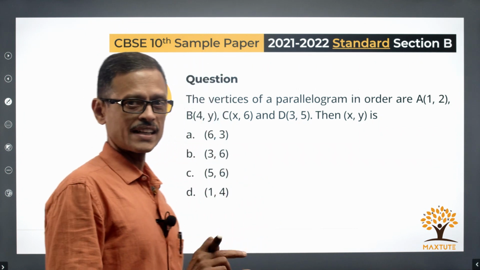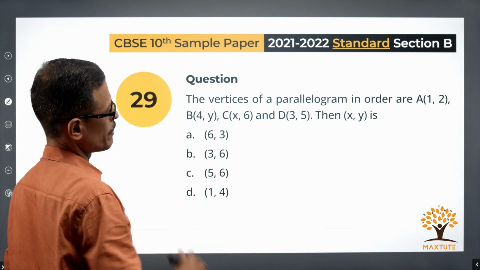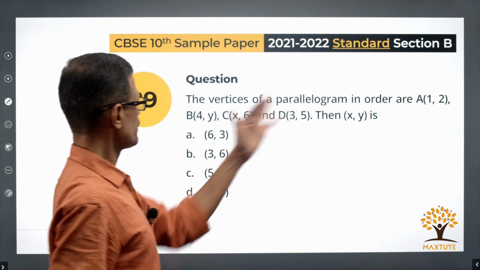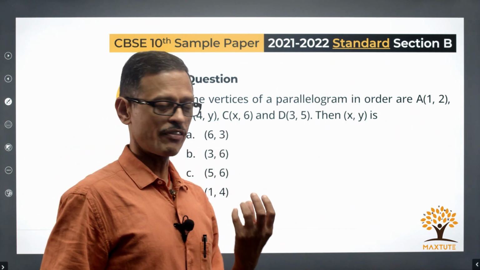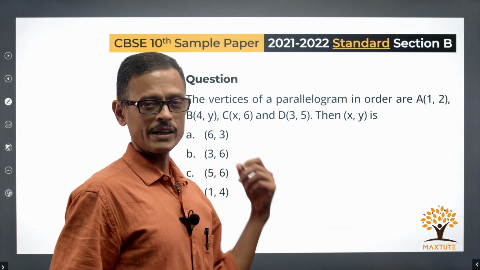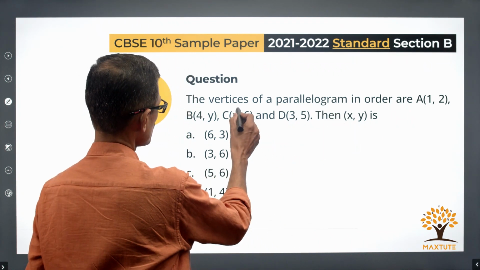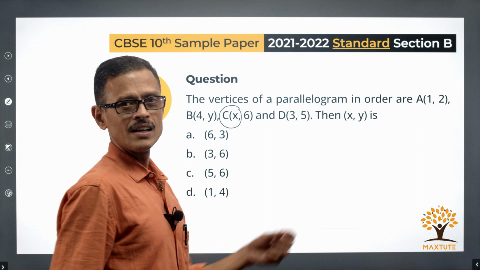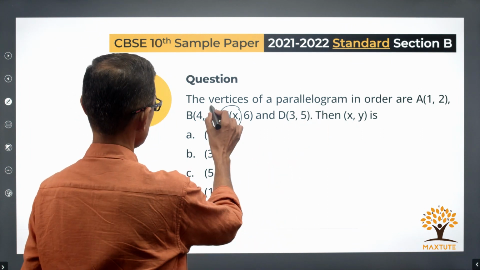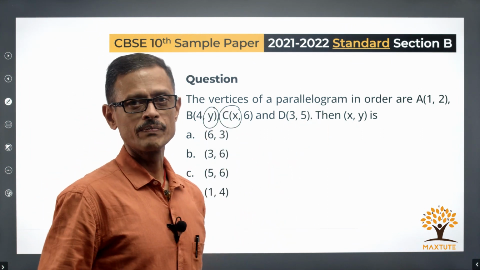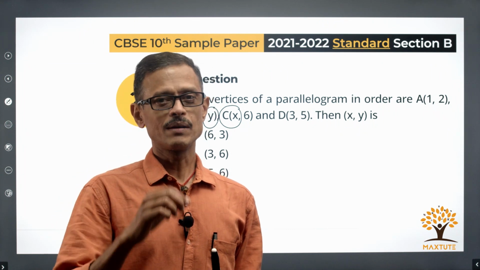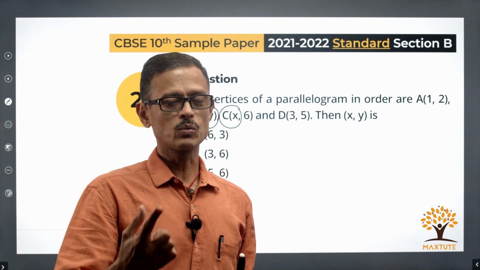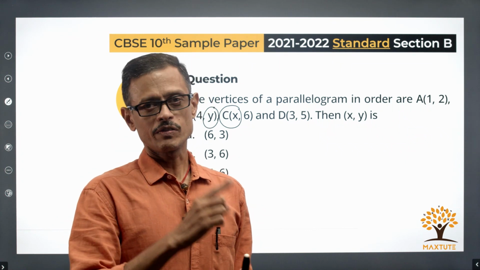Let's get started. The vertices of a parallelogram in order are ABCD. We'll look at the coordinates in a while, let's not bother about it right now. What we need to find out are the values of x and y. X is the x coordinate of the vertex C and y is the y coordinate of vertex B. So, we need to find out these two. We are going to be using one very important property of a parallelogram to be able to solve it. You can solve this question in more than one way. The easiest way is what we are picking right now.